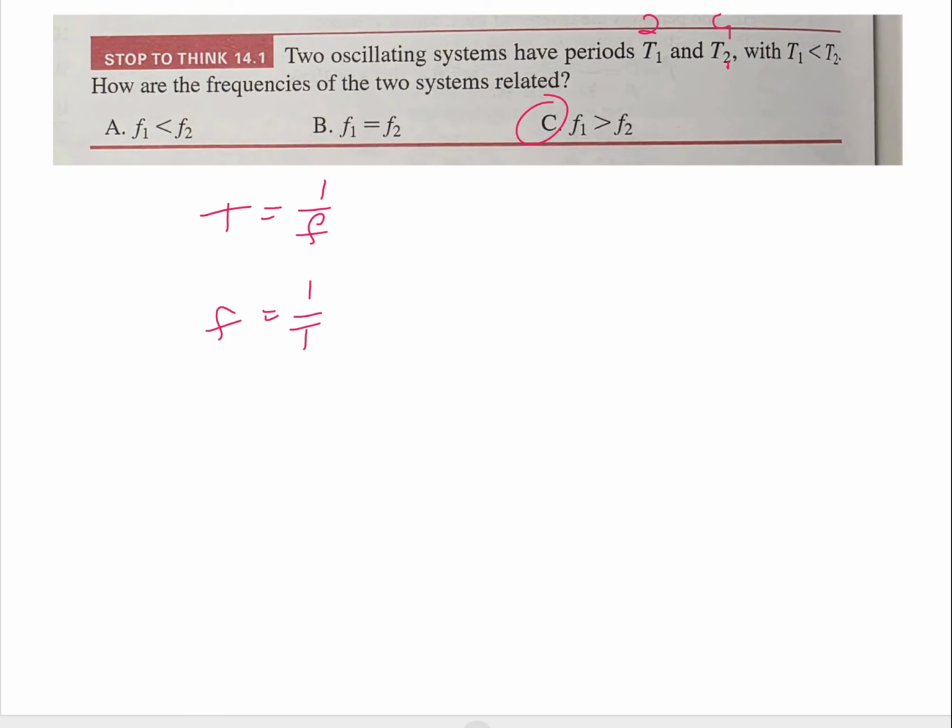Okay? It was the other way around for period, but because we flipped them, the denominator becomes the thing that's the driving force here. So because we have a larger number here, that makes a smaller number here. The bigger the period, the smaller the frequency. Okay? All right. So that's the whole section.